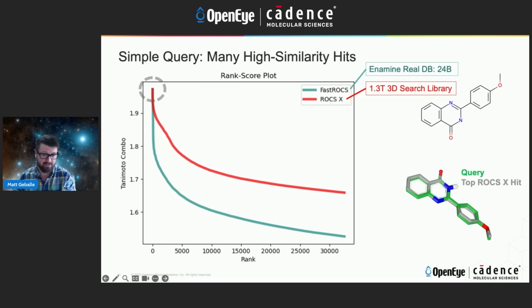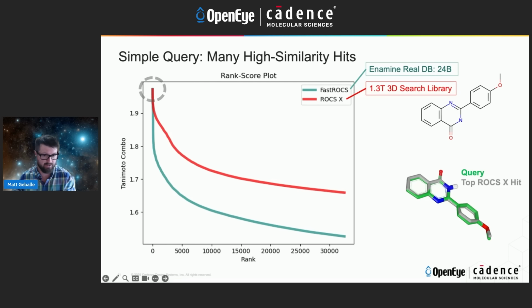So you can see the top ROCS X result here shown in gray compared to the query shown in green. It looks like a regular ROCS result because it is a regular ROCS result. Once we sample this molecule out of the library, we generate conformers for it and evaluate it with ROCS. But we do see that over the course of going down the hit list, the molecules we're finding with the ROCS X search are higher scoring in terms of tandem-modal combo than the molecules we got from the FastROCS search of enumerated REAL.